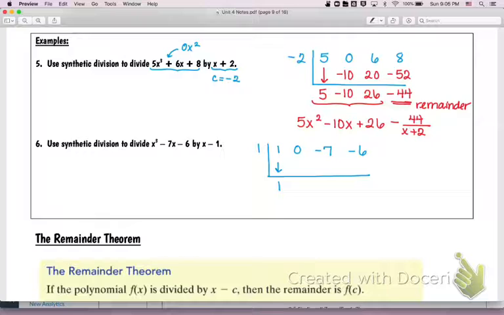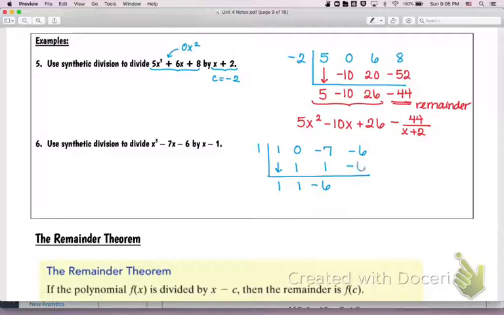All right, here's how you should have it set up. Make sure you got that 0 in there. Make sure you have the right sign on your corner number. So we multiply 1 times 1, which is 1. We add 0 plus 1, which is also 1. Again, 1 times 1, which is 1. We add, we get -6.